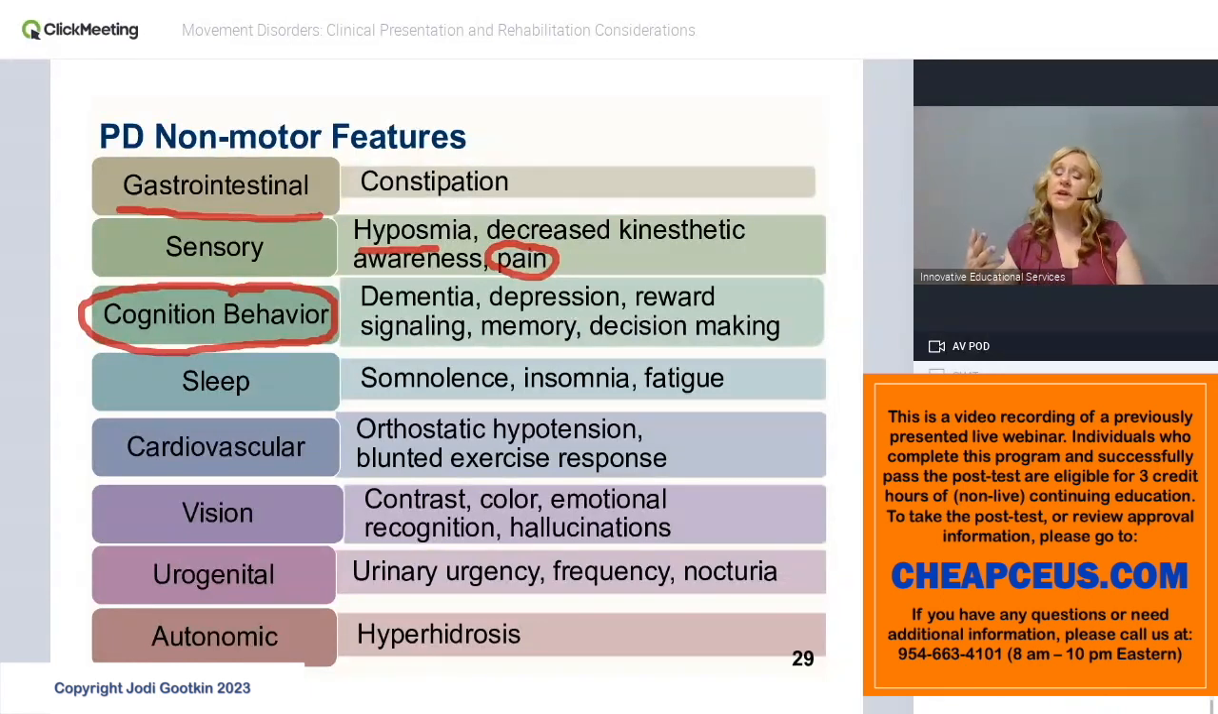The individual in later stages of the disease may also start presenting with hallucinations. So if you're working with someone in more of the advanced stages and you're working on balance and you're trying to have them reach over here and they're continually reaching over there, maybe it's a hallucination. Maybe it's that visual spatial awareness that is impaired and they think they're reaching for the object or they see a spot on the floor or something dark as they're ambulating.